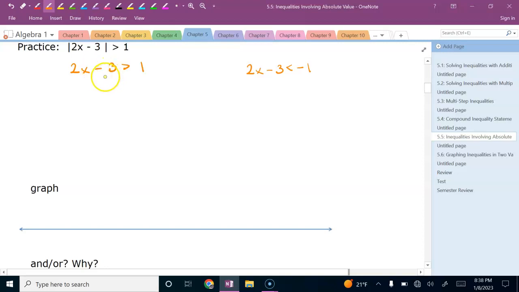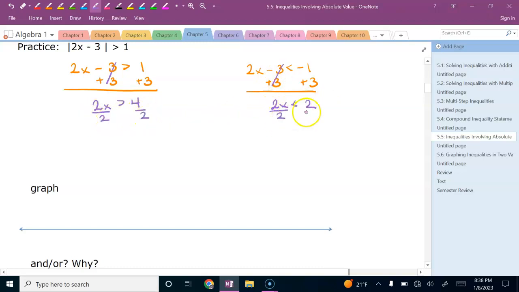So for this first one, well, really for both sides, the first step is to add 3 over. So you would have 2x is greater than 4, and 2x is less than 2. Then we should have divided both sides by 2. So we have x is greater than 2 and x is less than 1.